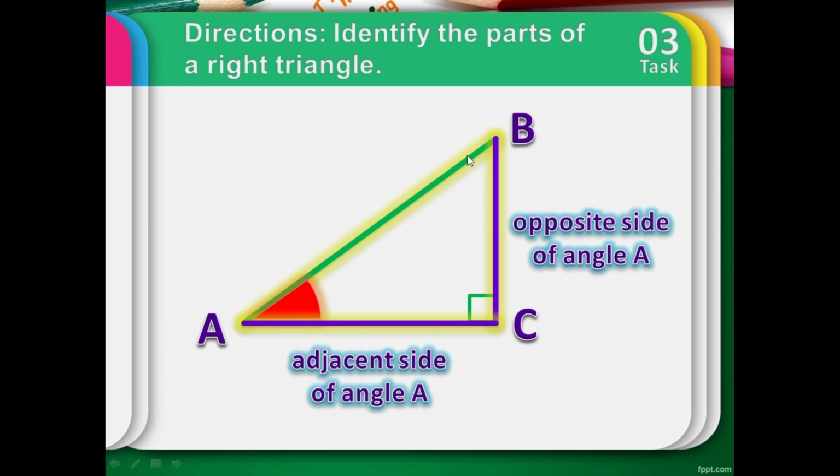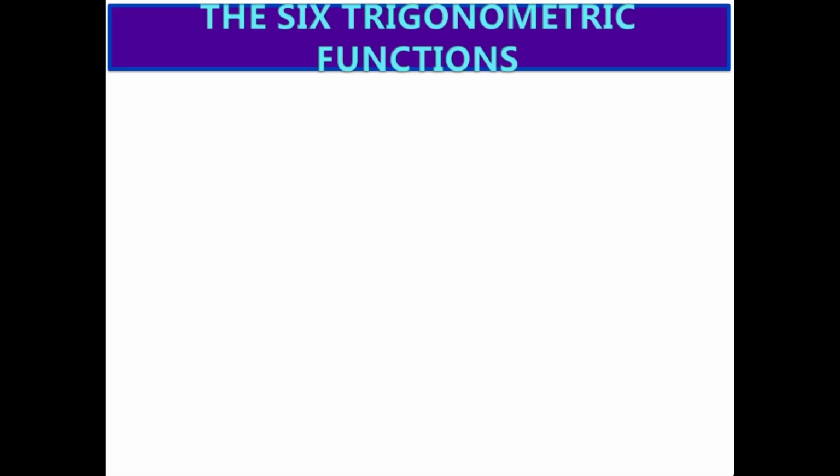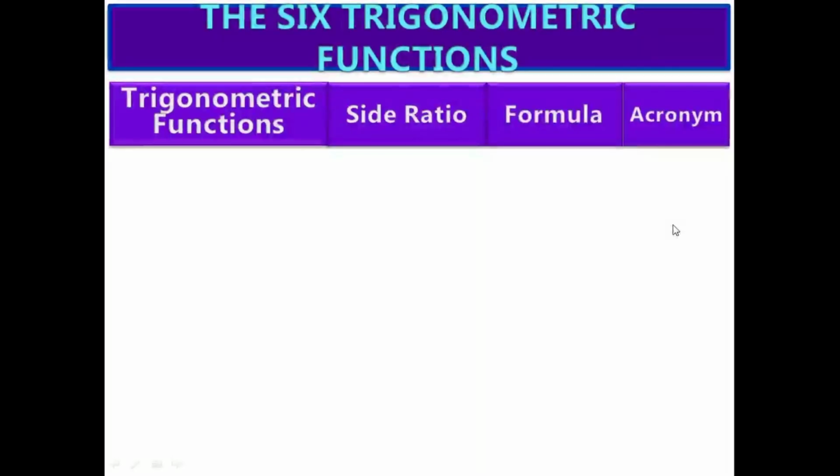How about this side? We call this the longest side as the hypotenuse because it is the side opposite to the right angle. Okay, so these are the parts of the right triangle: the opposite side, adjacent side, and the hypotenuse. So in this video, our topic is the 6 trigonometric functions. So there are 6 trigonometric functions that we use. We will also need to identify the side ratio formula and the acronym so that we can easily remember the trigonometric function.